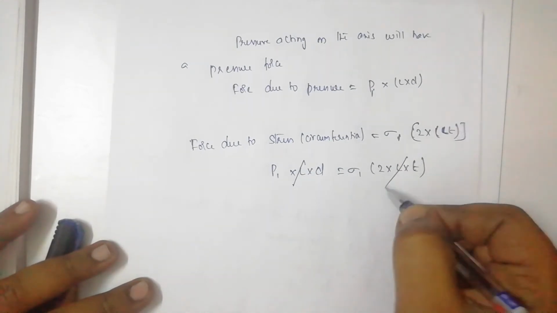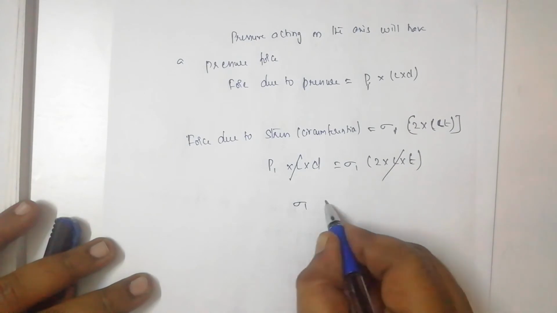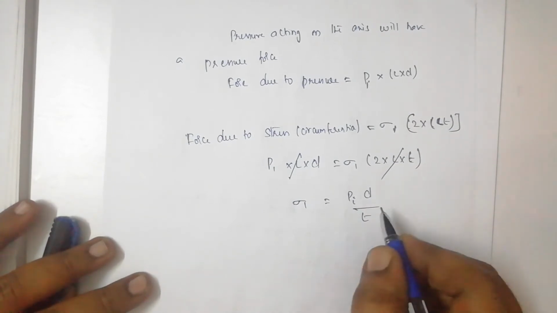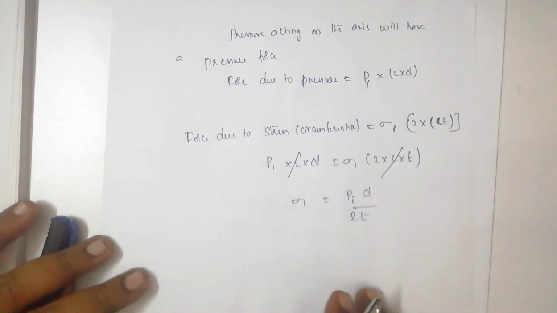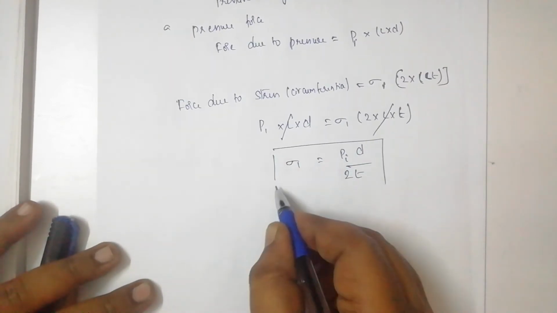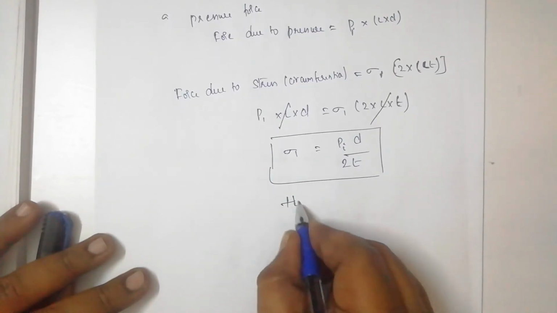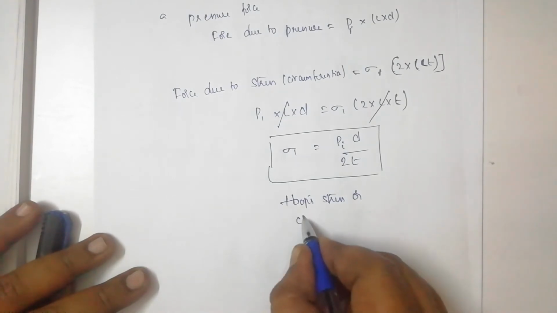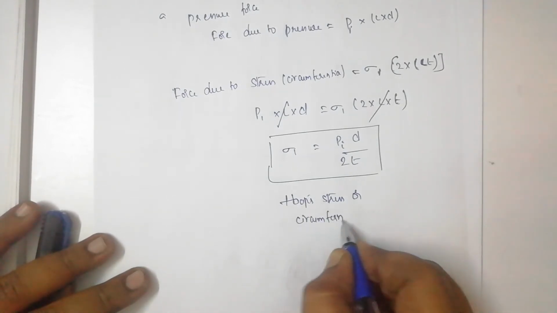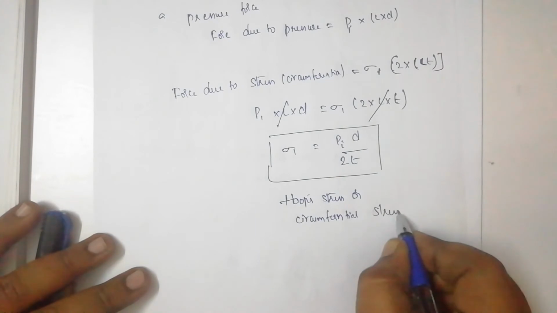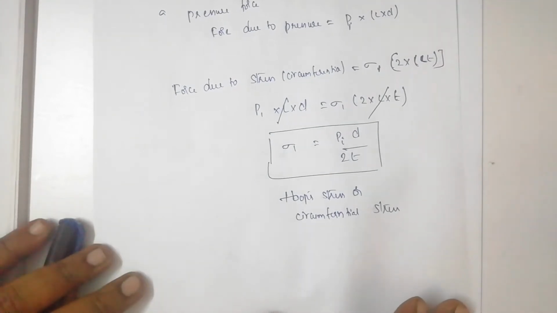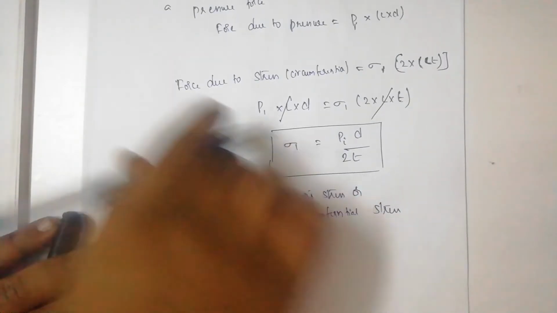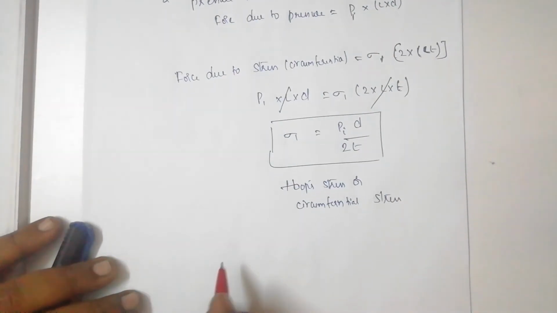Correct? This L cancels. So sigma 1 is equal to Pi D divided by 2T. So this 2 also will come here. So this stress value is nothing but called as hoop stress or circumferential stress. Okay, till here any doubts? So if you have any doubts, please you can ask me in your comment section.